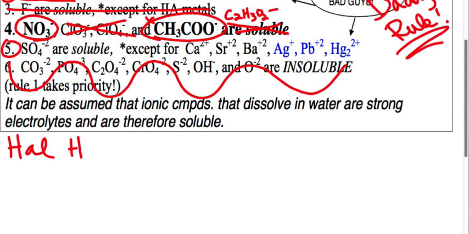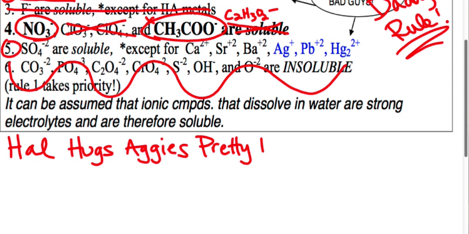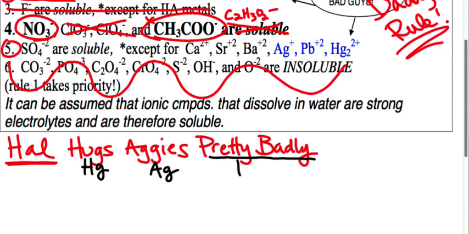Because he's so awkward, he hugs Aggies pretty badly. What this is saying is all halogens are soluble except for Hg, hugs, is mercury, silver, and I use pretty badly in the other one as well, and that combines to be lead. So these are my except ones that aren't soluble, so these are my not solubles.